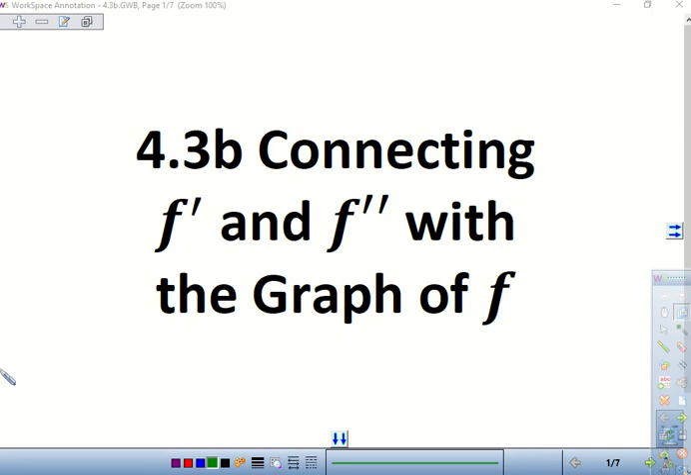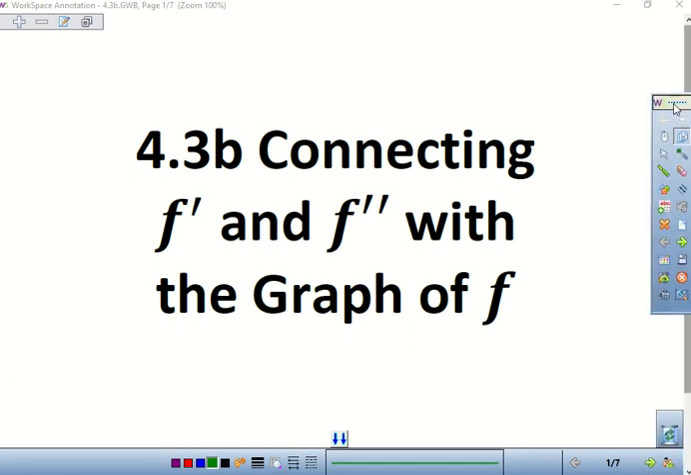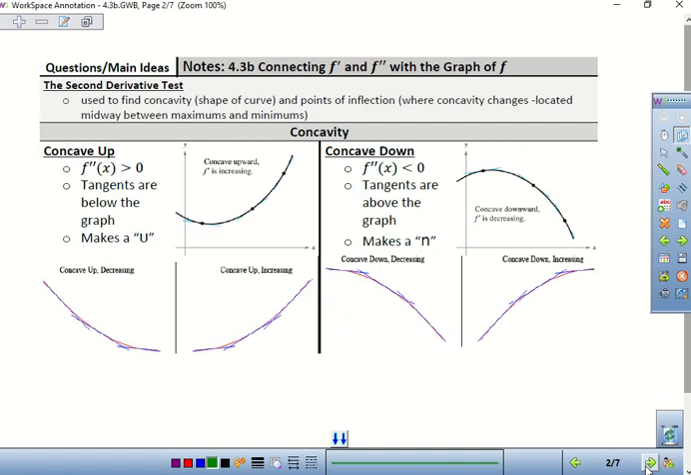Alright, so today is 4.3b, which is connecting the graphs of the derivatives to the function. We already started with this in A. So today we're specifically going to be talking about something called concavity. The second derivative test helps us find concavity, which is the shape of the curve, and the points of inflection, which is where the concavity changes.